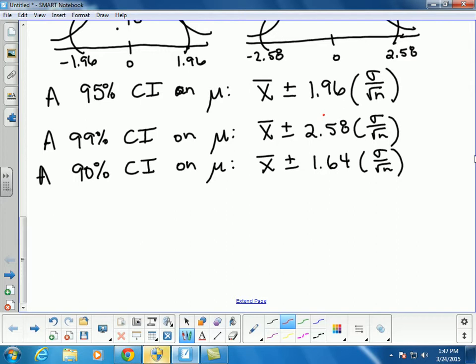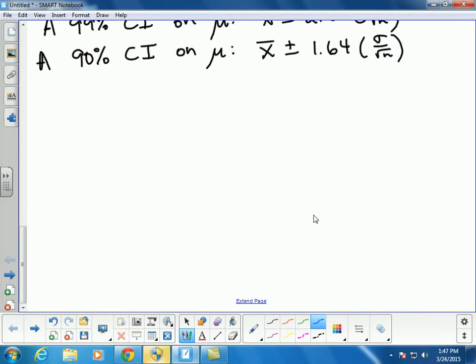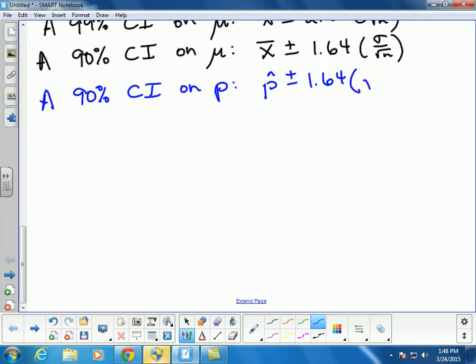We can keep going here and talk about the same thing. We'll go from least to greatest here. A 90% confidence interval on p, the population proportion, is you take p hat and you add and subtract 1.64. And this time sigma, in this case, is always that square root of p hat times 1 minus p hat over n.